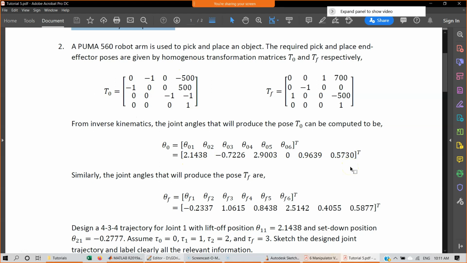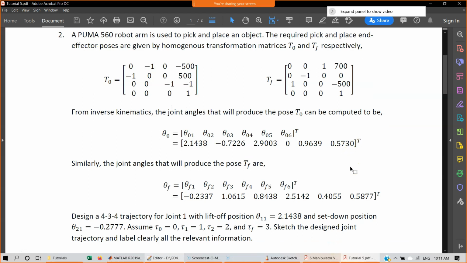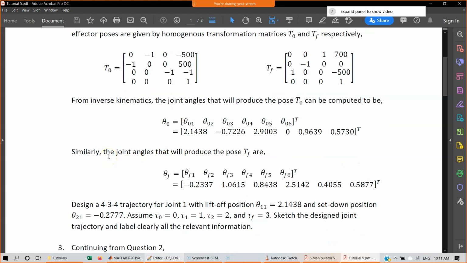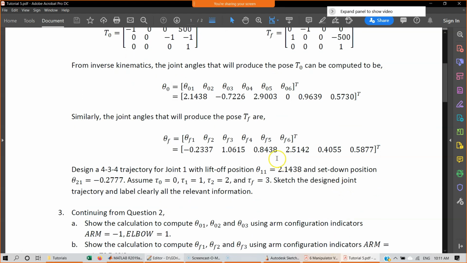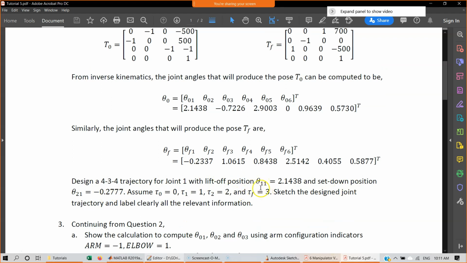Inverse kinematics we have learned in chapter 4. And similarly, using TF and inverse kinematics, we compute this. These are in radians, not degrees. And the question says, design a 4-3-4 trajectory for joint number 1 with lift off position given and set down position given for joint number 1. Remember, the first subscript refers to whether it's initial position, set down position, lift off position, or final position. Subscript number 2 refers to the joint. Okay?